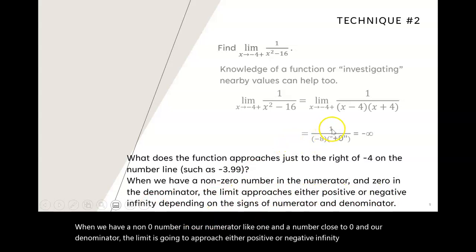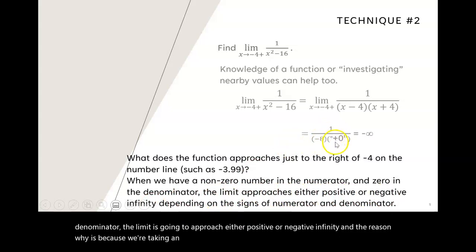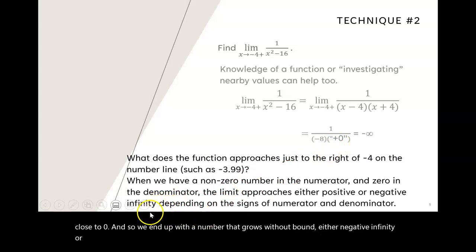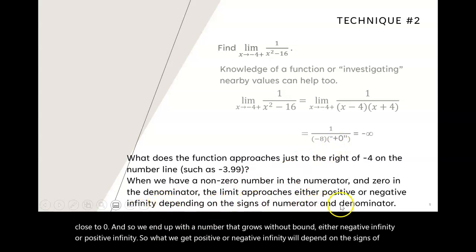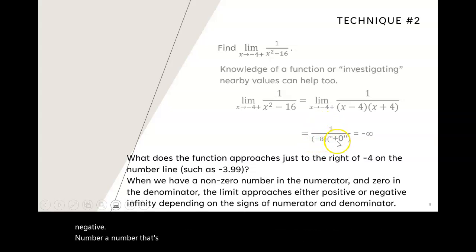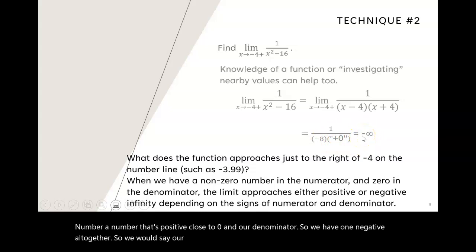The reason is because we're taking a number like 1 and dividing by a number that's really, really close to 0. And so we end up with a number that grows without bound, either negative infinity or positive infinity. What we get will depend on the signs of our numerator and our denominator. In this case, we have a positive number in our numerator and a number close to 0 in our denominator that is negative overall. So we have one negative altogether, so we would say our limit is equal to negative infinity.